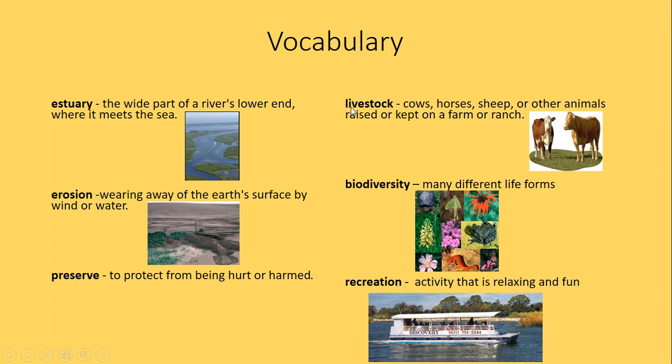Livestock, cows, horses, sheep, or other animals raised or kept on a farm or ranch. Biodiversity, many different life forms like plants and animals. And the last word is recreation, an activity that is relaxing and fun. So here you see some sightseers on a boat in the wetlands.